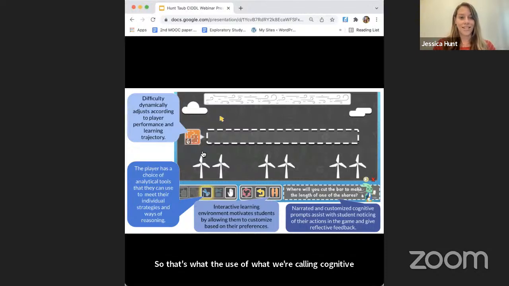So this slide, for instance, is just showing a few of the universal design for learning components that Dream to Be has built into its user interface.